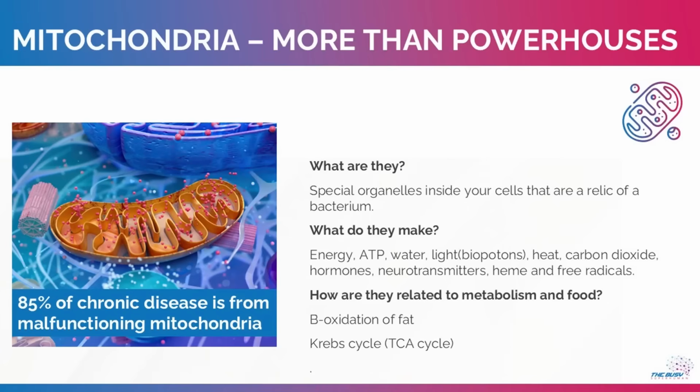Then how do mitochondria relate to food and metabolism? I mentioned already that electrons and protons end up in the mitochondria, but also reactions like the beta oxidation of fat and the TCA or Krebs cycle occur in the mitochondria as well. Researchers like Doug Wallace, who's probably the best known when it comes to mitochondria, said that about 85% of chronic disease is from malfunctioning mitochondria.